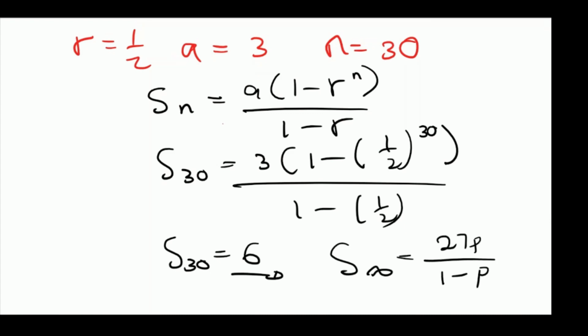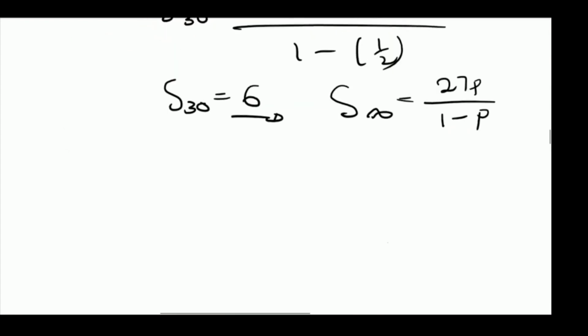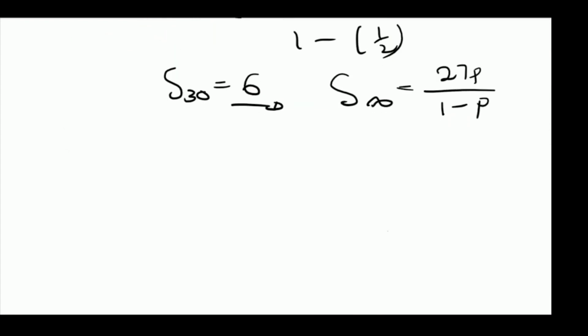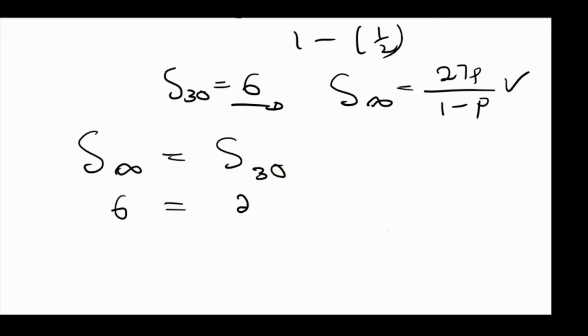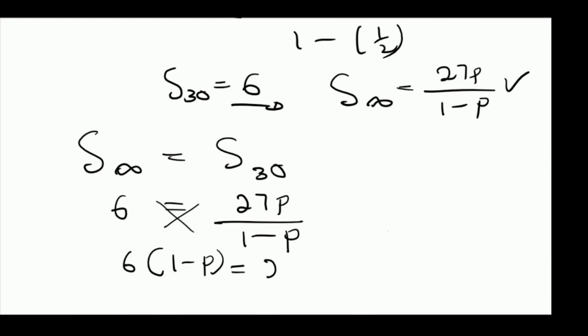over 1 minus p. And remember that these two sums were said to be equal to each other. So you're going to say the sum to infinity is equal to the sum of 30 terms, and we want to find the value of p. So the sum to infinity, which is 6, equals 27p over 1 minus p. Then we cross multiply, and it's going to be 6 into 1 minus p equals 27p.